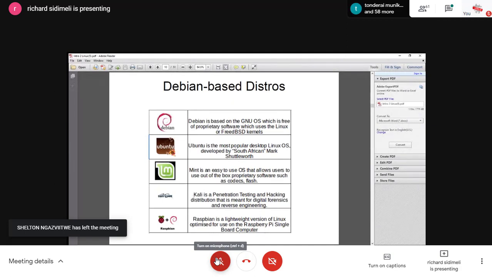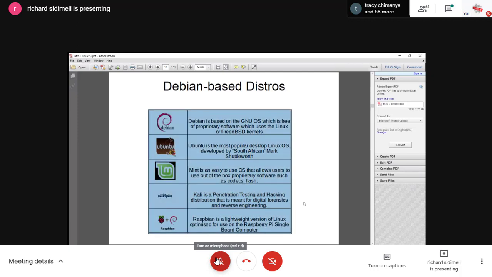Another very popular name is Kali Linux. You can actually see this in penetration testing and hacking distribution that is meant for digital forensics and reverse engineering. If you want to spy on the product that they are producing, you can find that Kali Linux is very good and it's used mainly in such environments.